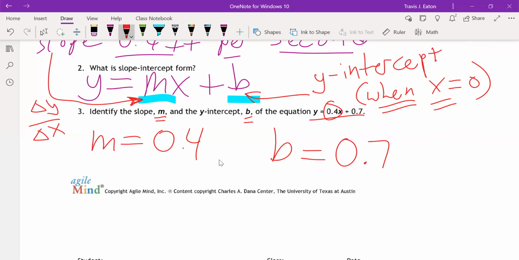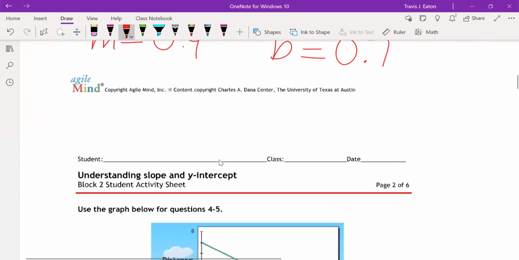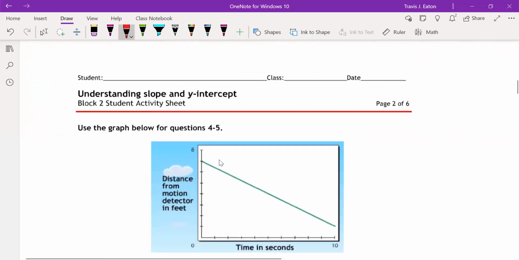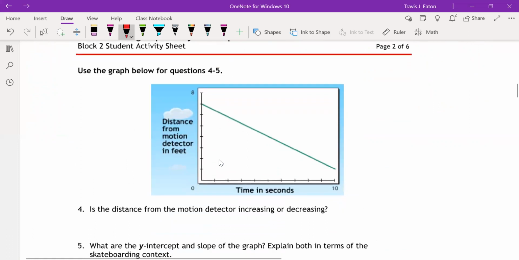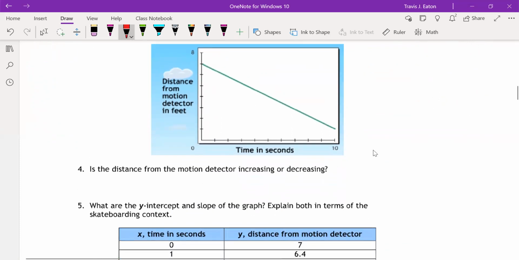No worries there, right? We doing okay so far? Okay, perfect. Now, this says we have to use the graph below for questions 4 and 5. Is the distance from the motion detector increasing or decreasing? As you can see from the graph, can anybody tell me, is the distance from the motion detector increasing or decreasing? Decreasing. Yes, everybody, absolutely decreasing.